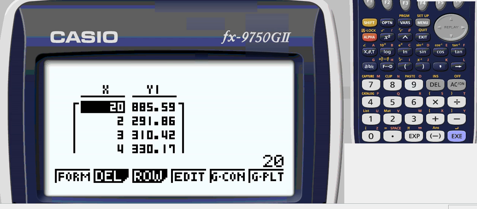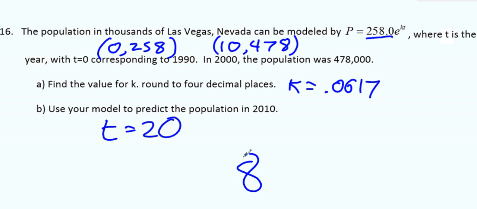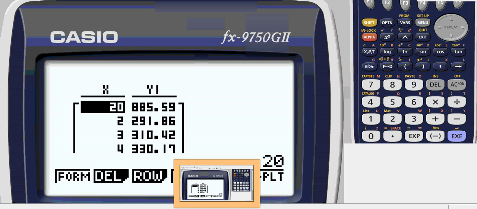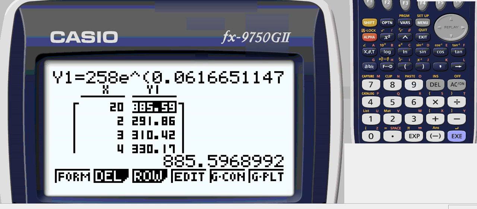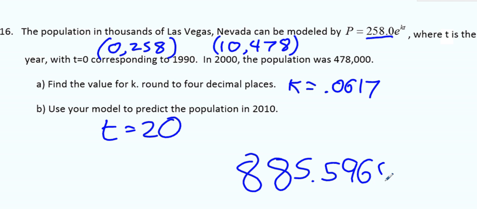885.59. You can get a few more decimal points if you select it instead. You can see that it's 885.5968992. So that's the exact value the calculator gives.